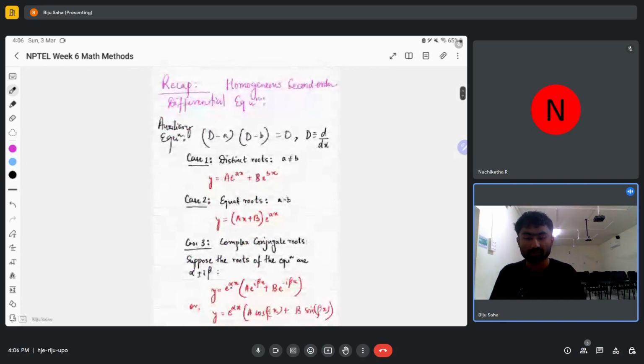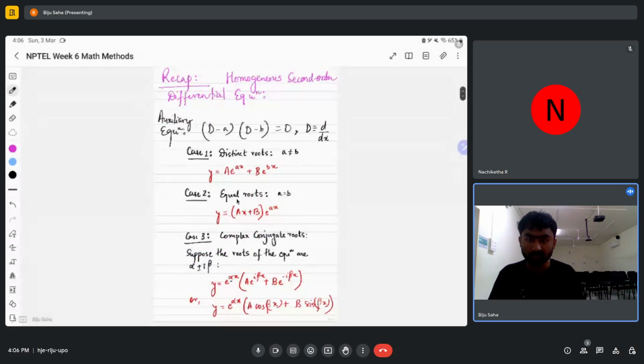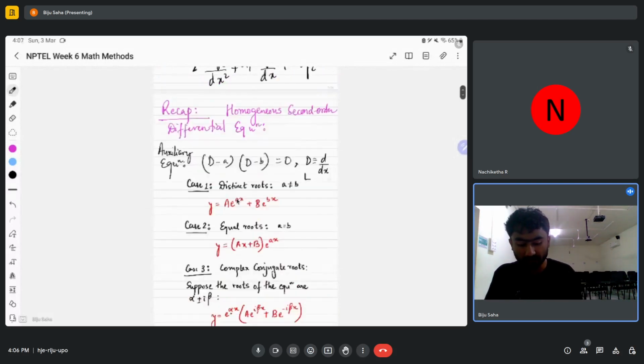Yeah. So the complementary solution is, as I already said, the solution to the homogeneous differential equation. So we can write the differential equation in an operator form. That is, my capital D is d by dx, and I can factorize it and write it in a form given as this. Then this is known as my auxiliary equation. So (D minus a)(D minus b), that is written in factorized form.